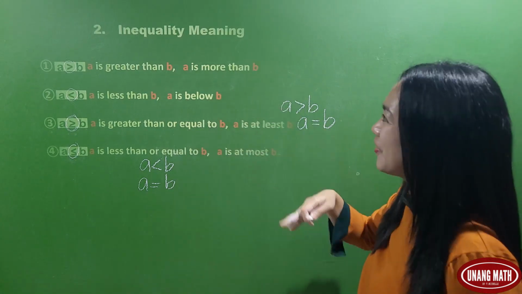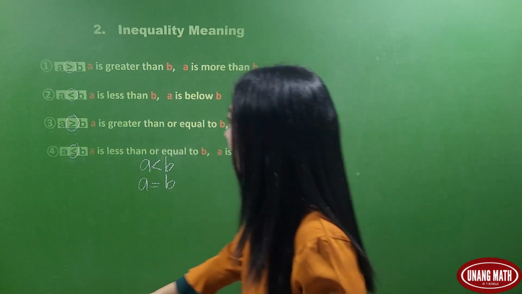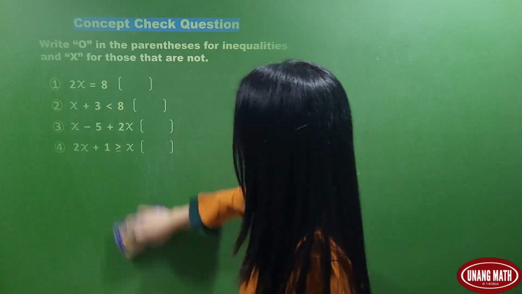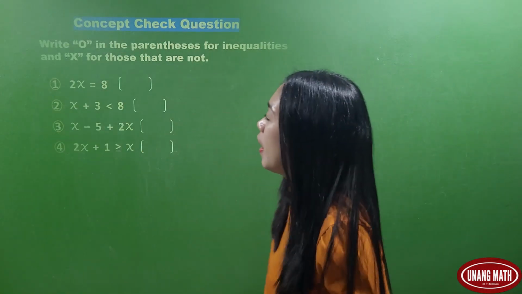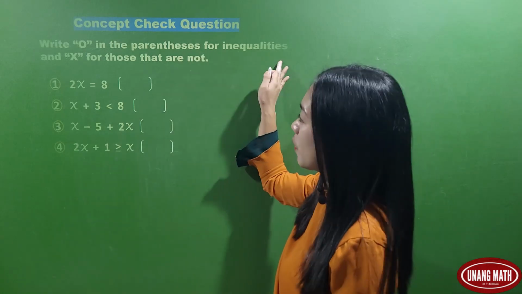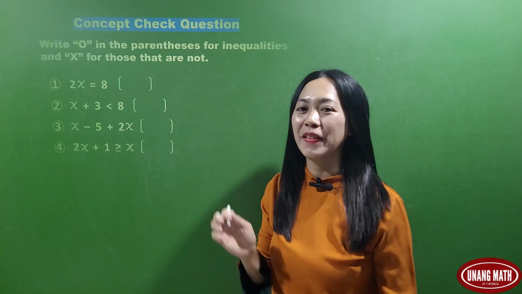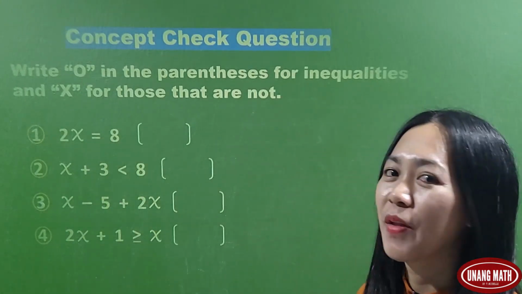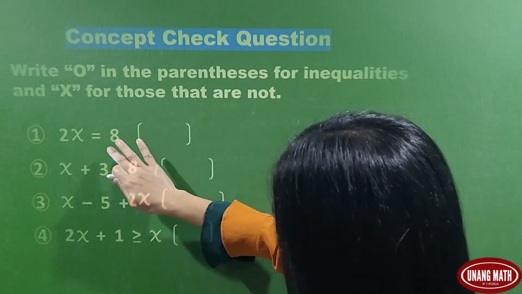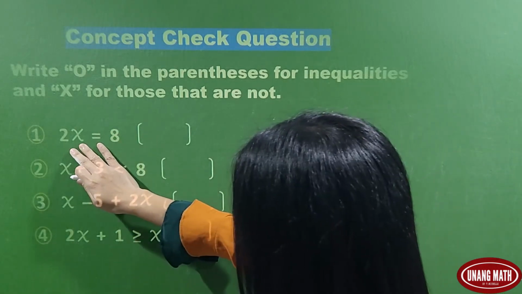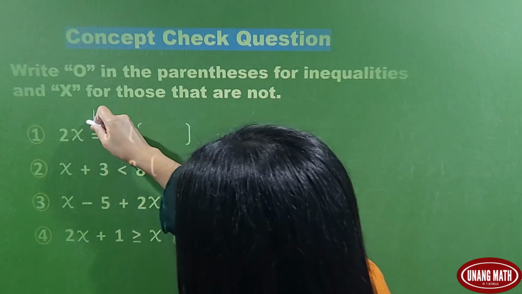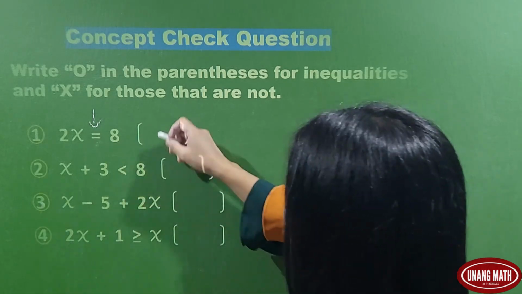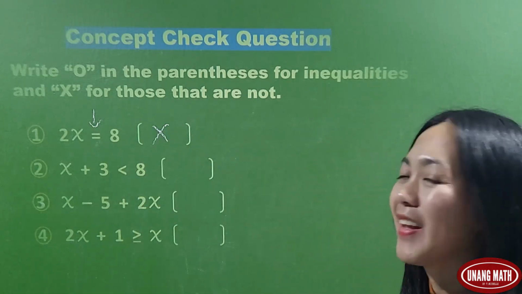Now that you understand the different inequality signs, we can now answer these concept check questions. We will write O in the parentheses for inequalities and X for those that are not. Number 1 is 2x is equal to 8. We cannot see any inequality sign here, so this is not an inequality. We actually see an equal sign, which means this is an equation. So this is not an inequality.